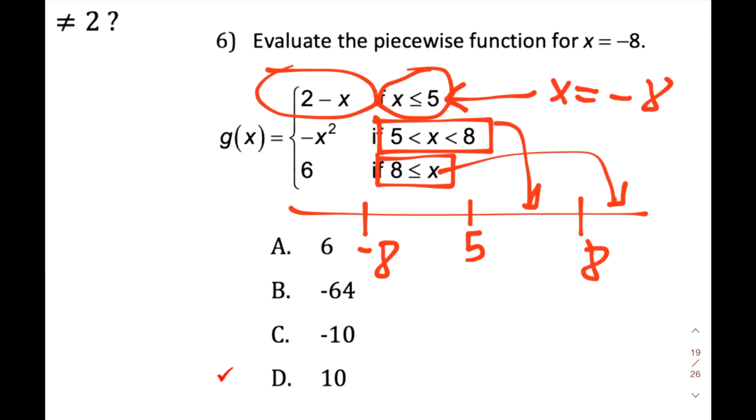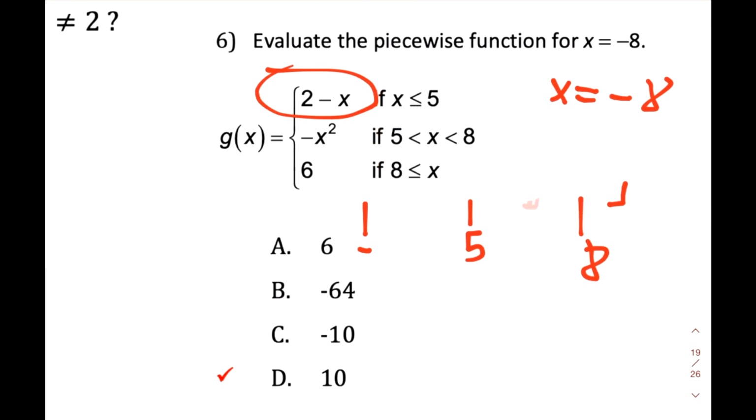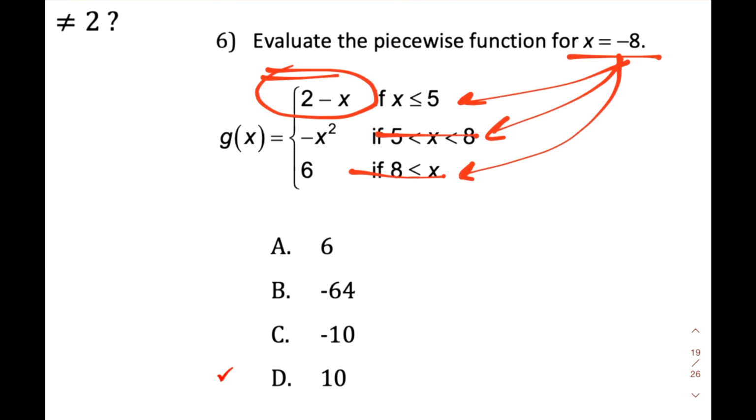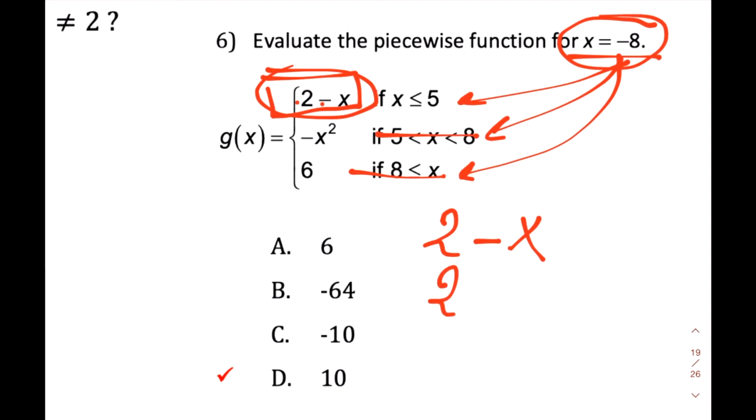That's how I do this calculation, okay? So make sure you know how to choose which expression. In piecewise, x equal negative 8, you look which interval it is. It's in one of these 3. Okay, so it's not here, it's not here, so it's here. So you have to use this expression, and you just do 2 minus x. 2 minus x. And my x is negative 8. So 2 minus negative 8, which is 2 plus 8, which is 10. And that's your answer.